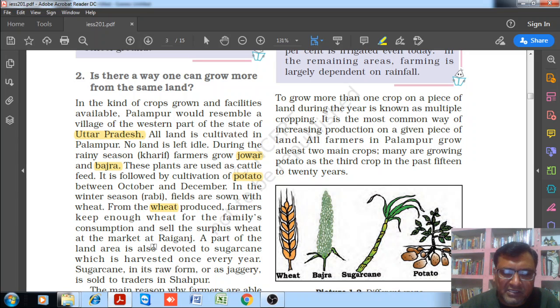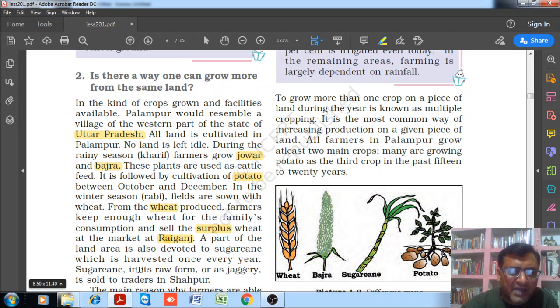What is surplus? Means after meeting the family needs, the left amount of wheat is sold in the market. So that is called surplus. Surplus wheat is sold in the market of Raiganj. Raiganj, you know that we have studied, is a large or small town nearby.